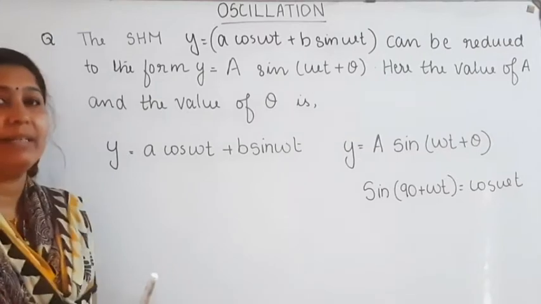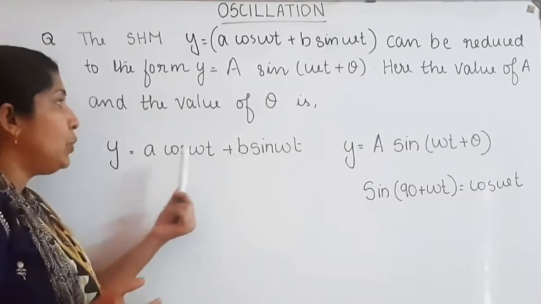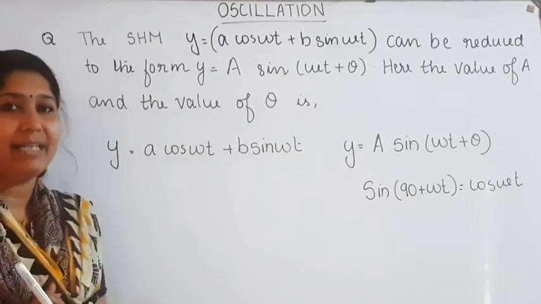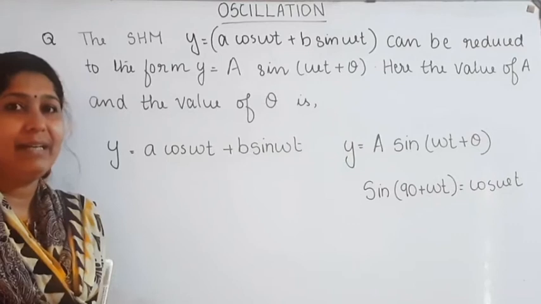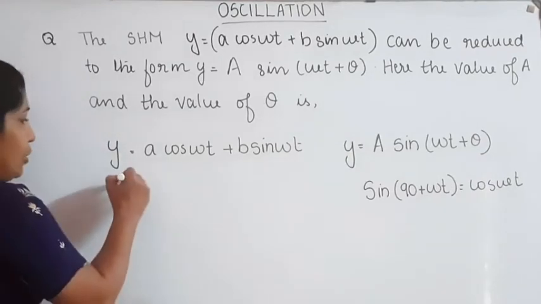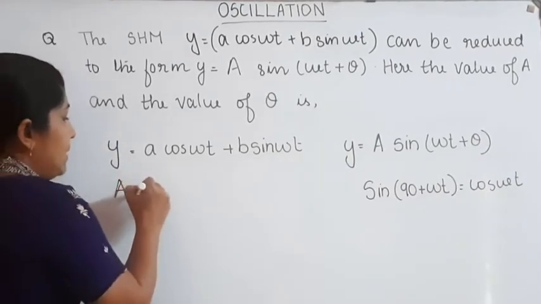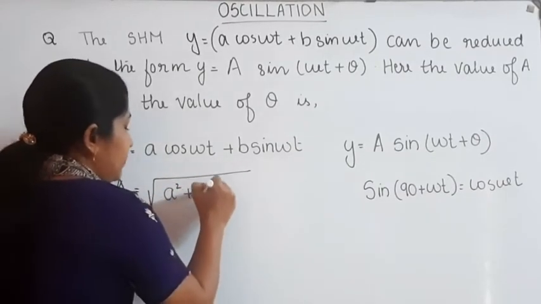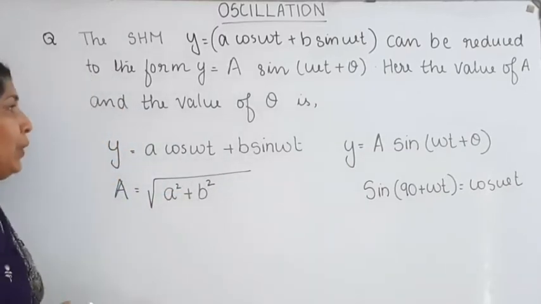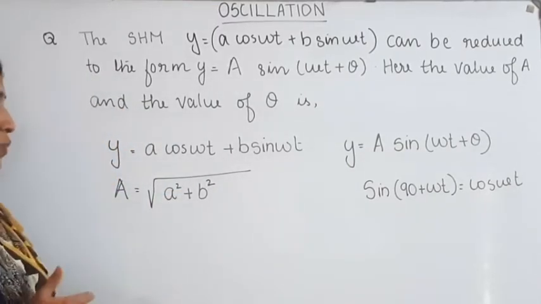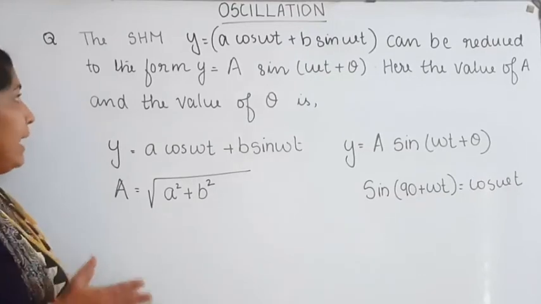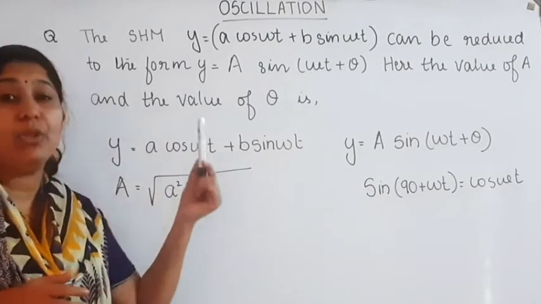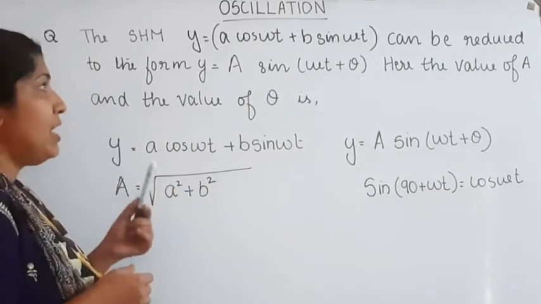Then what about the resultant? Amplitude is a vector quantity, and these two vector quantities are at an angle of 90 degrees. So the resultant amplitude A is equal to root of a square plus b square. Now we want to find the value of theta, the initial phase angle.